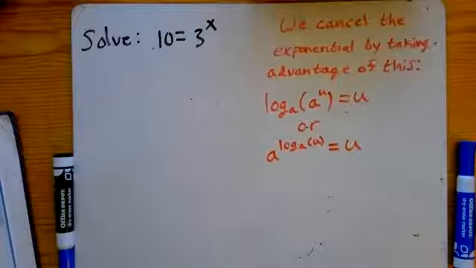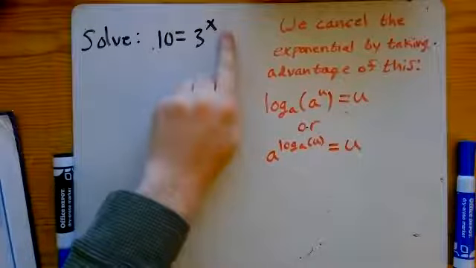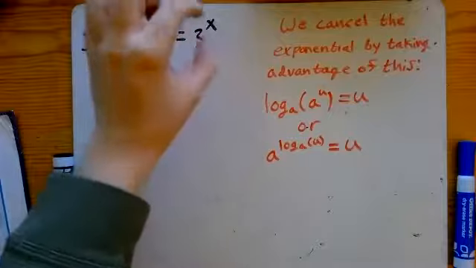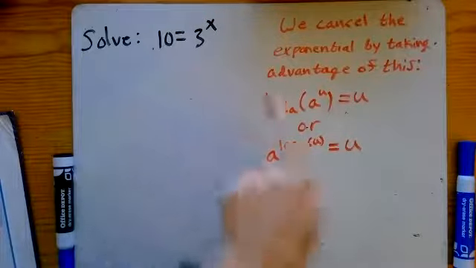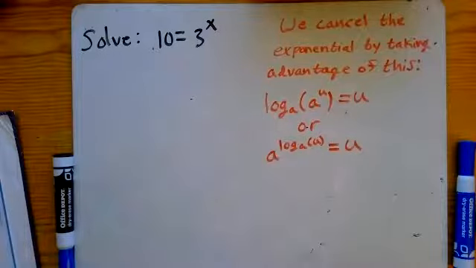So, here we have a 3 to the x power. We need to cancel it out so that we can have the x just sitting on its own. We can do that by taking advantage of this. We'll stick both sides inside a log.